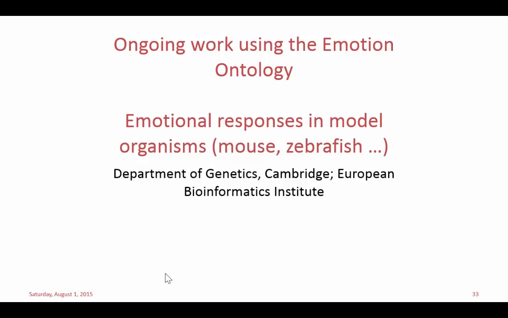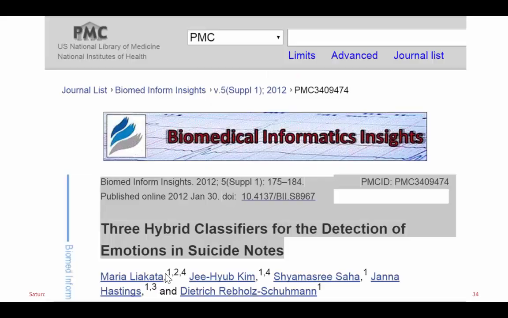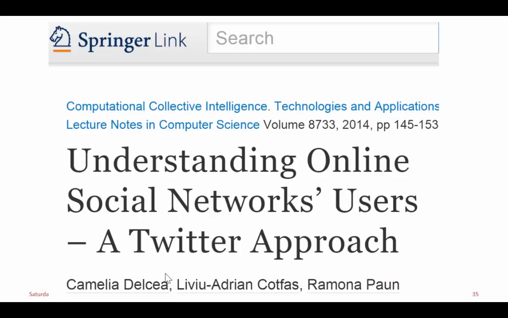And so we have an ongoing project which uses the emotion ontology to tag data about emotional responses in animals, first of all. Then we have an experiment to use the emotion ontology as a means of detecting emotions in suicide notes. We have some people who are using the emotion ontology to try to diagnose the kinds of people who are involved in specific kinds of Twitter interactions.